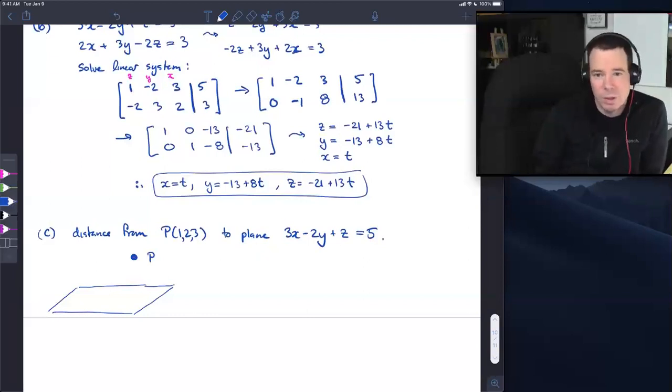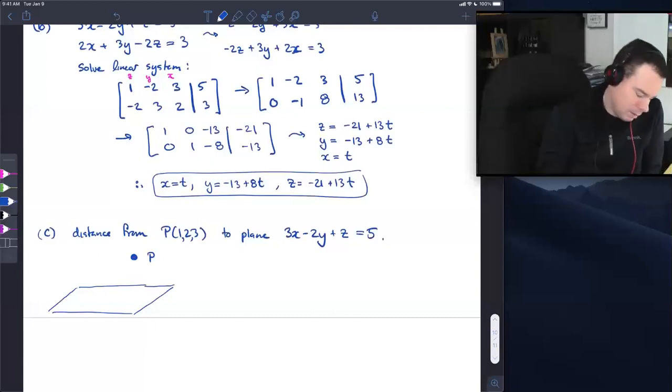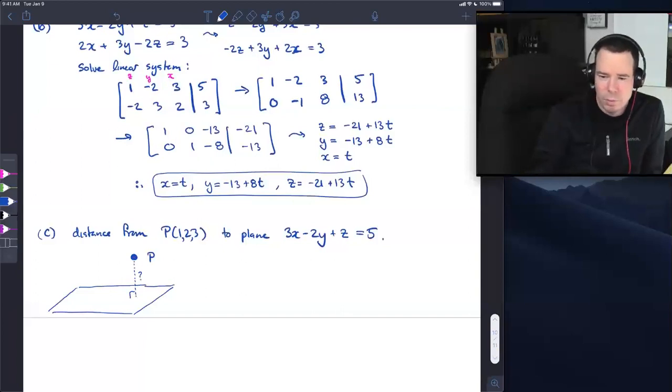If it was on the plane, then the distance between the point and the plane would be 0, because it lives on the plane. But this point is not on the plane, so we want to find its distance. So we're interested in some sense, what is that distance there? That's our question. The shortest distance from the point to the plane is going to be along that line segment that makes a right angle with the plane.